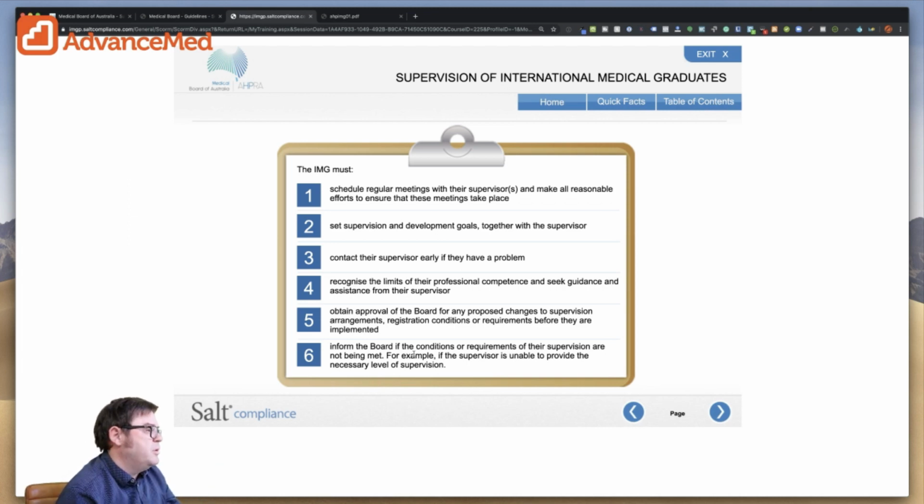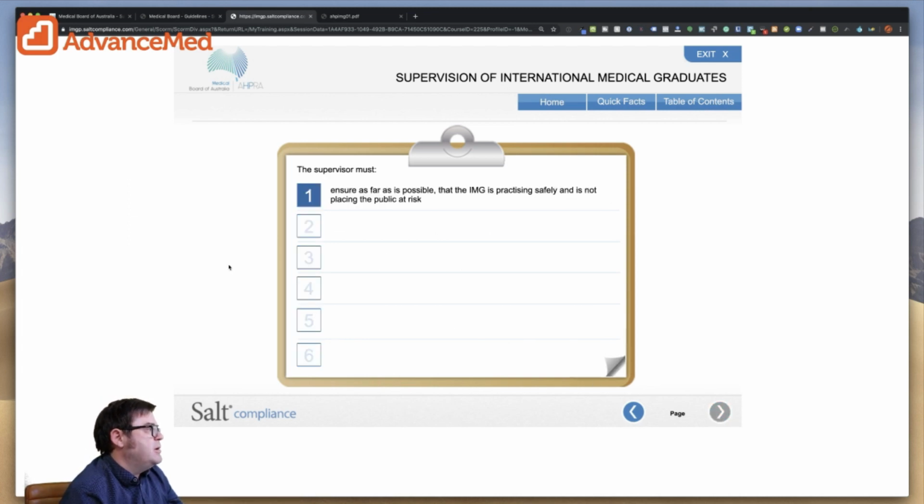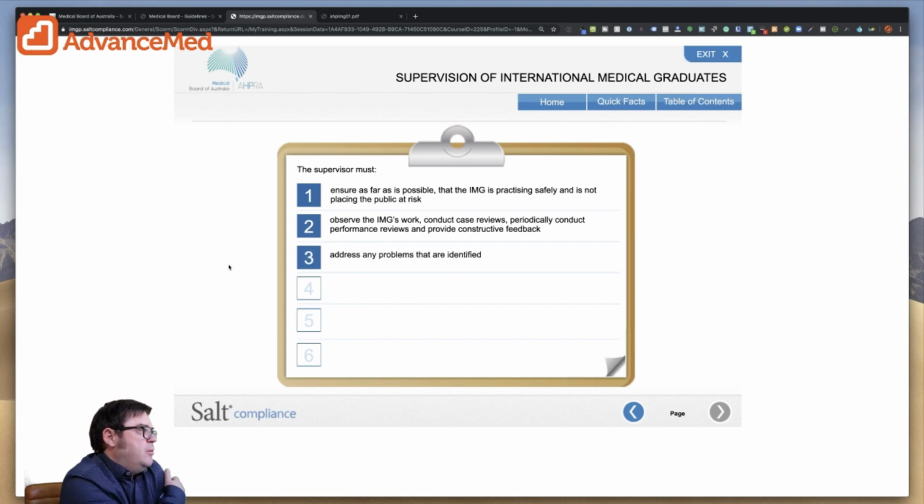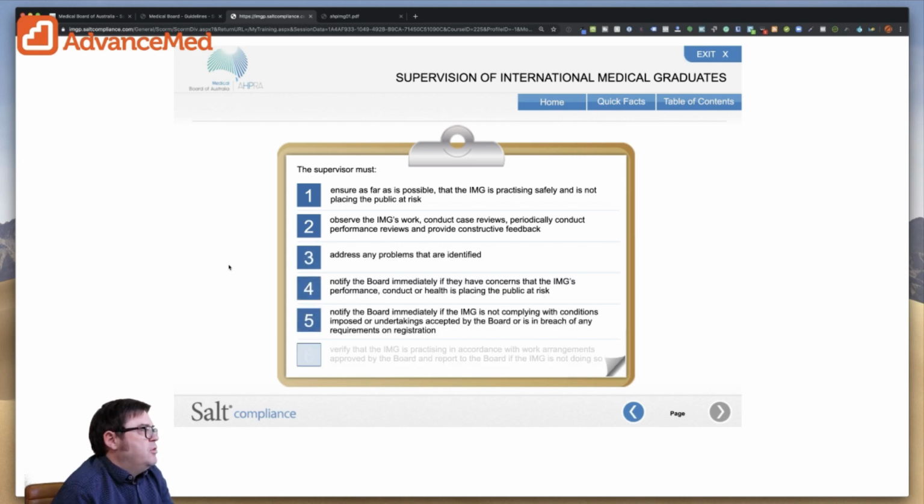It's your ultimate responsibility. The supervisor is to make sure the IMG is practicing safely, observe the IMG, provide feedback, address problems that are identified, notify the board immediately if there are concerns, notify of non-compliance, and verify the IMG is practicing in accordance with the working range. Oh, there's a continue the list. See, I would have missed that.